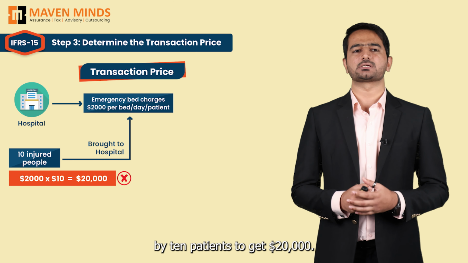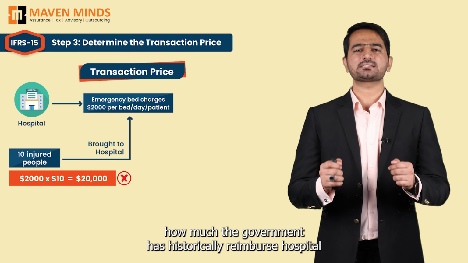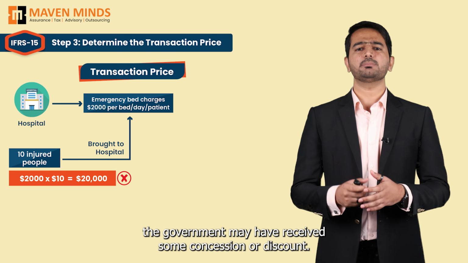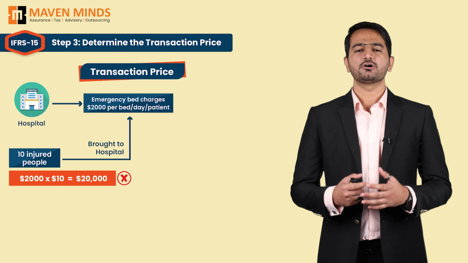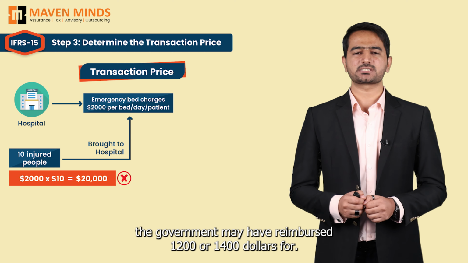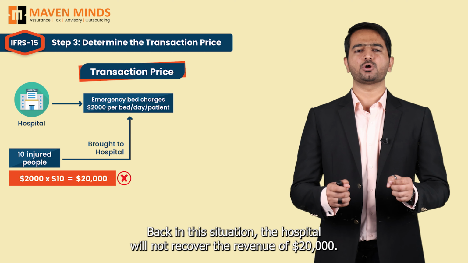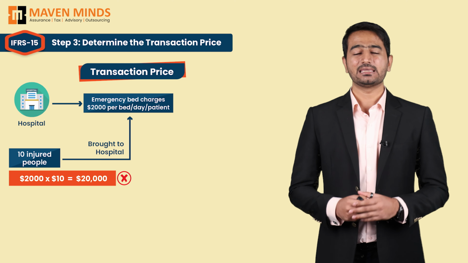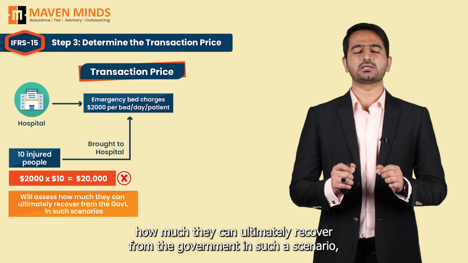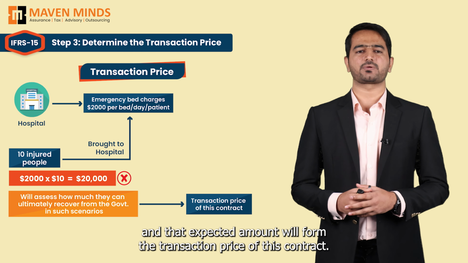That hospital won't simply calculate the transaction price or its revenue by multiplying the bed charges of $2,000 by 10 patients to get $20,000. Instead, the hospital will consider how much the government has historically reimbursed hospitals in similar emergency situations before. The government may have received some concession or discount. For example, instead of reimbursing $2,000 per bed, the government may have reimbursed $1,200 or $1,400 per bed. In this situation, the hospital will not record a revenue of $20,000. Instead, they will assess how much they can ultimately recover from the government in such a scenario, and that expected amount will form the transaction price of this contract.